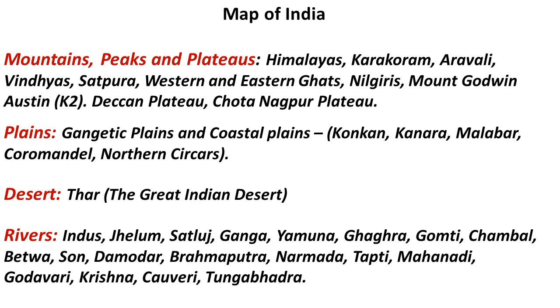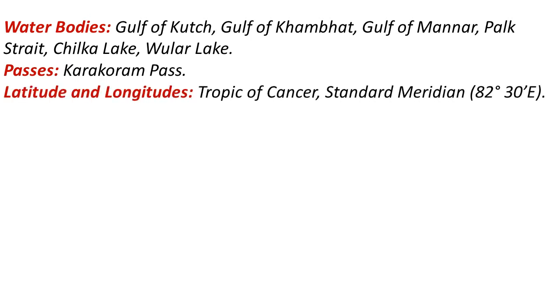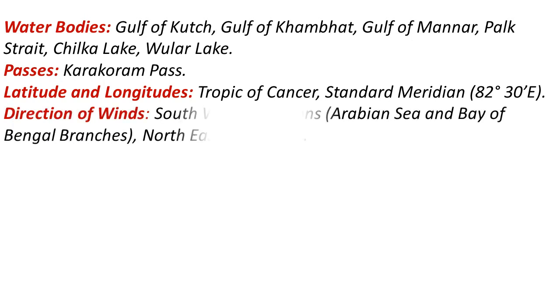Rivers: you have to mark Indus, Jhelum, Satluj, Ganga, Yamuna, Ghagra, Gomti, Chambal, Betwa, Son, Damodar, Brahmaputra, Narbada, Tapi, Mahanadi, Godavari, Krishna, Kaveri and Tungabhadra. Water bodies: Gulf of Kutch, Gulf of Khambat, Gulf of Mannar, Palk Strait, Chilka Lake, Wular Lake. Passes: Karakoram Pass. Latitude and longitudes: Tropic of Cancer and standard meridian 82 degrees 30 minutes east.